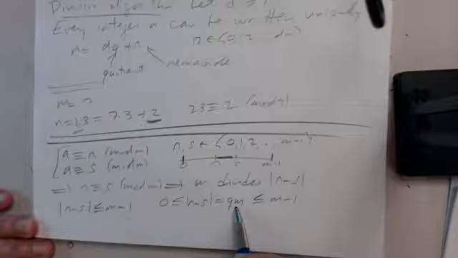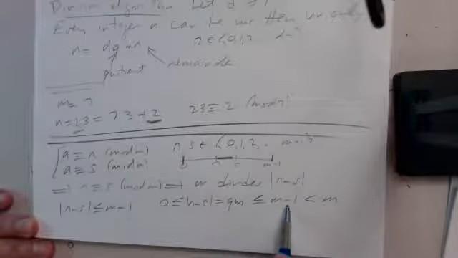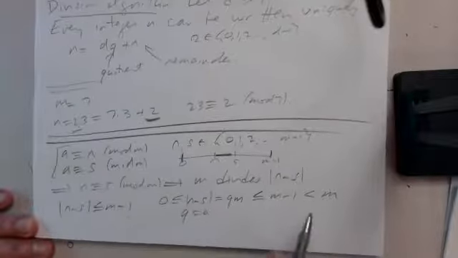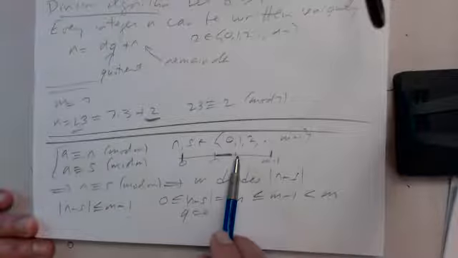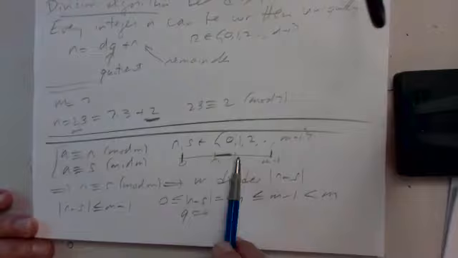Well, a multiple of m is like 0m, 1m, 2m. The only multiple of m which is less than or equal to m minus 1 is when q is 0. If r minus s is divisible by m, r has to equal s, because otherwise they would be at least m apart.